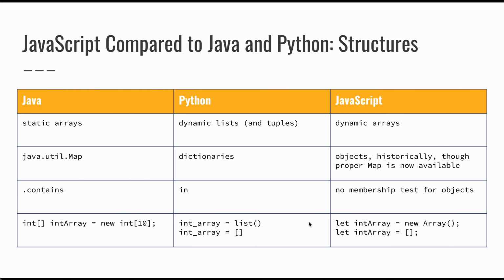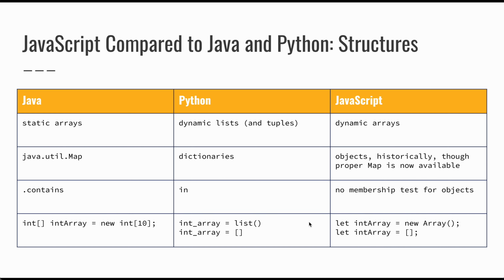Now, as far as structures, JavaScript has dynamic arrays similar to what you might have in Python with dynamic lists. You actually can't declare a static array in JavaScript, or at least not any way that I know. So building more complex data structures within the language itself can sometimes be challenging. Java has map and Python has dictionaries. JavaScript has object, which is something that people have used historically like a map, but now there is a map object available in JavaScript, which works pretty effectively, probably a little bit better than using an object as a map.